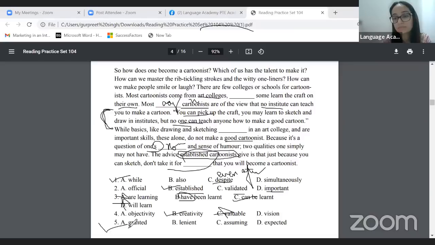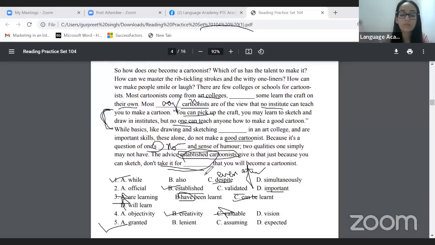And for granted, what is the meaning of for granted? So to take something for granted means you take it over, assume it to be an easy thing. That is for granted, that I can do it, doesn't matter what. That is for granted. So these are the answers.